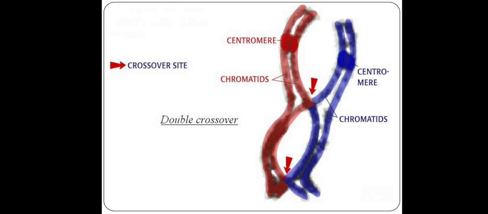So here is the picture of crossing over, specifically the double crossover, in which chromosome 1 is shown in red, and chromosome 2 is shown in blue. The double crossover is shown between the non-sister chromatids of these two homologous chromosomes at two places, meaning two chiasmata have been formed, or two crossover sites.